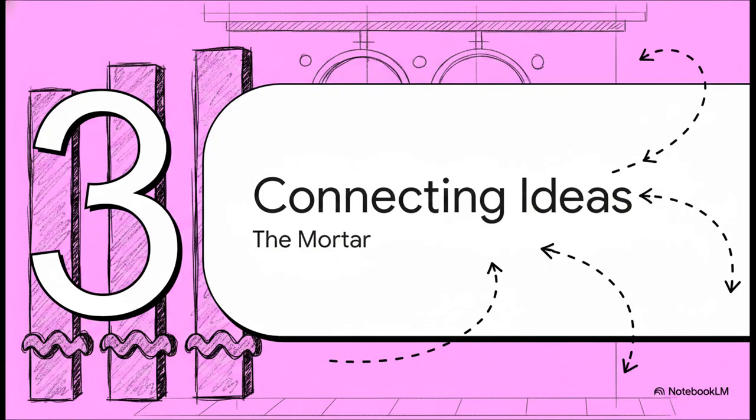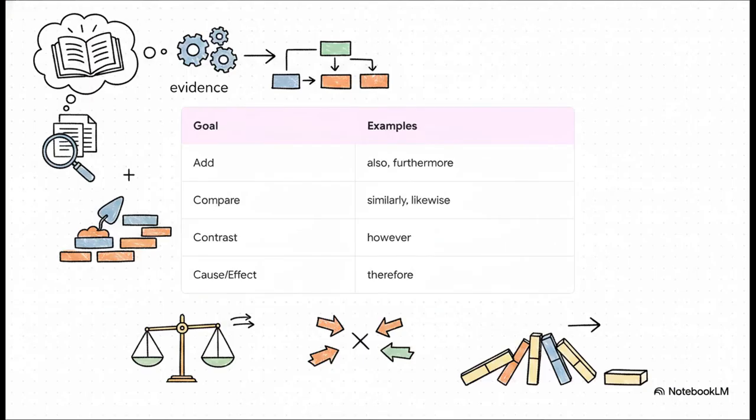Section 3, connecting ideas with transitions, the mortar. All right, so we've got our pillars of evidence built, but here's the thing. If you just stack pillars of evidence next to each other, you don't have a building, right? You just have a bunch of poles. You need mortar. Transitions are that essential mortar that guides your reader from one point to the next without any confusion. Without them, your writing is going to feel super choppy, and your reader might just completely lose track of your argument. So here's your transition toolkit.